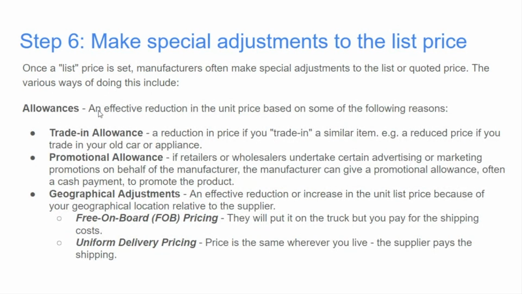Sometimes, too, we can make special adjustments in terms of providing allowances. If someone's building or buying something and you are trading something in, or we give you a promotion, meaning you buy two, get one free, that sort of thing, or if you're close by, geographic adjustments, these come into play depending on the product. And we see different types. This is just you pay the shipping price or they pay the shipping price.